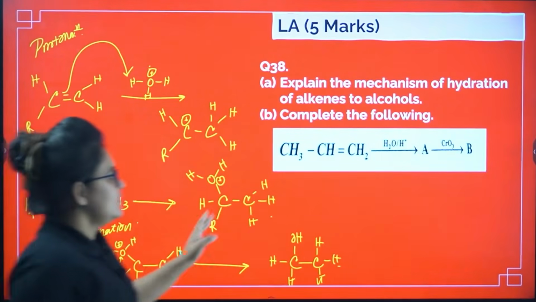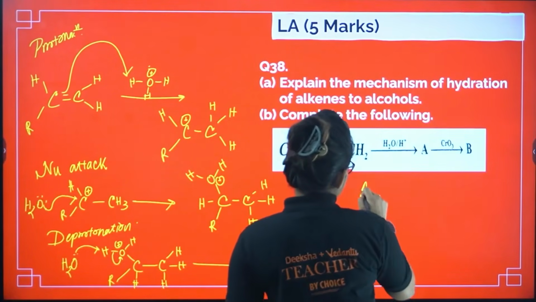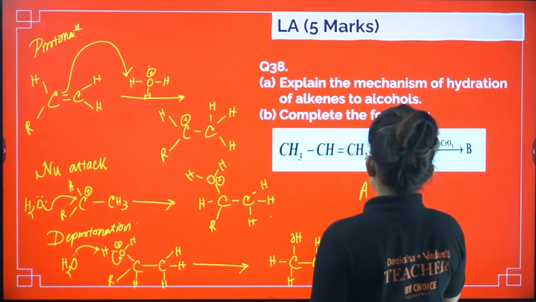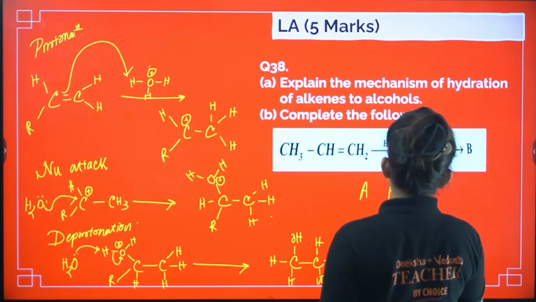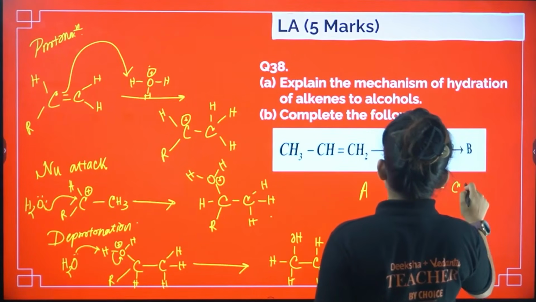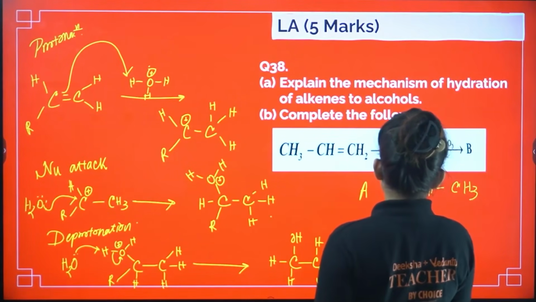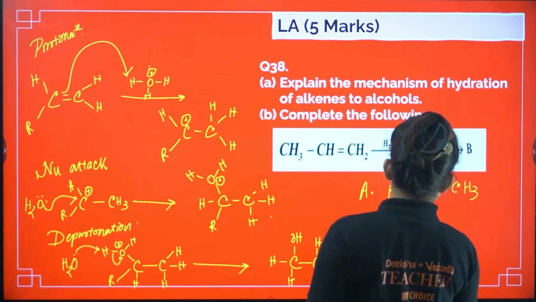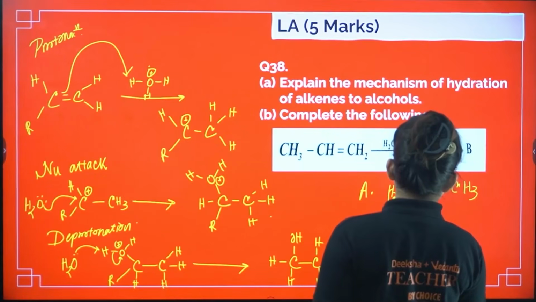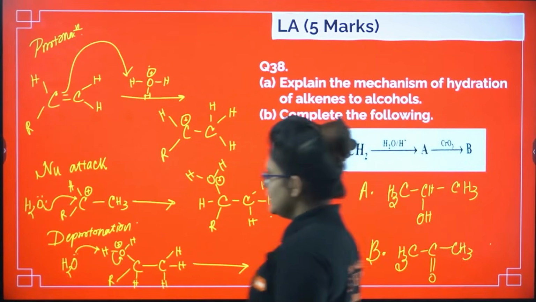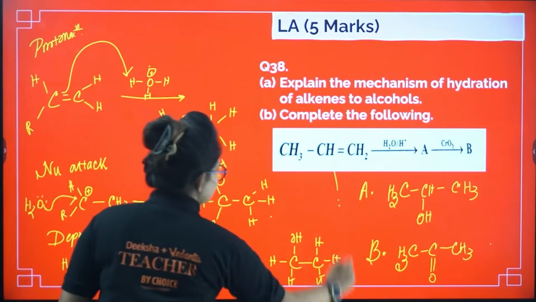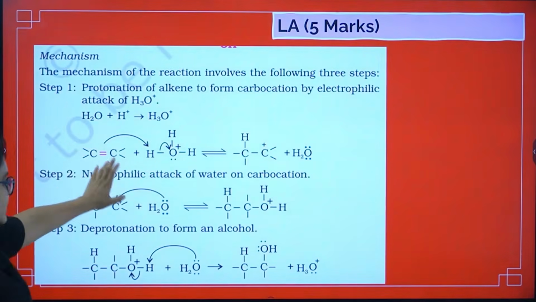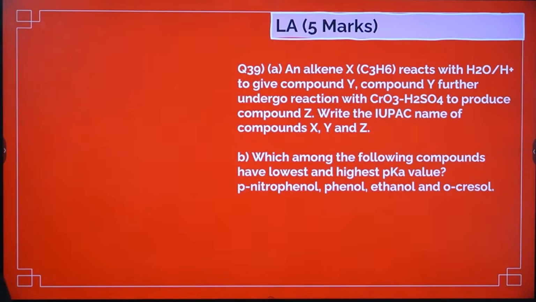Now let's do this reaction. So A is going to be the Markovnikov product, right? So it's going to be CH3, CH, here OH, here CH3. Now further, if you treat this with CrO3, it will give you the ketone. A secondary alcohol, on being oxidized with CrO3, will give you the ketone. I guess this is clear to you. Let's proceed. This is the mechanism already done here. Let's proceed with the question.